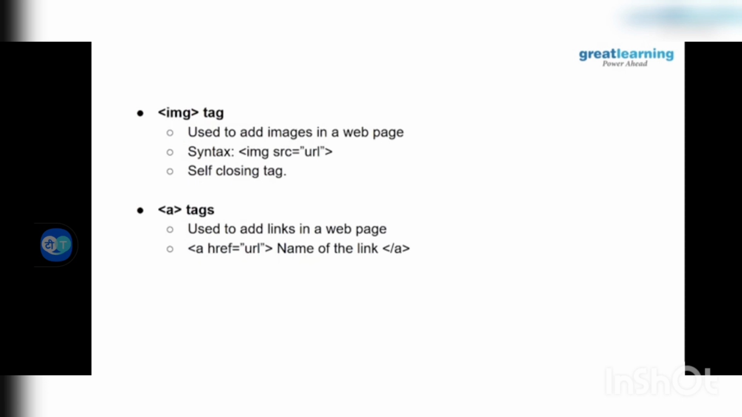The first one is the image tag, that is used to add images in your web page, and the other is the anchor tag, that is used to add links in your web page. Okay, now let's go through the syntax.